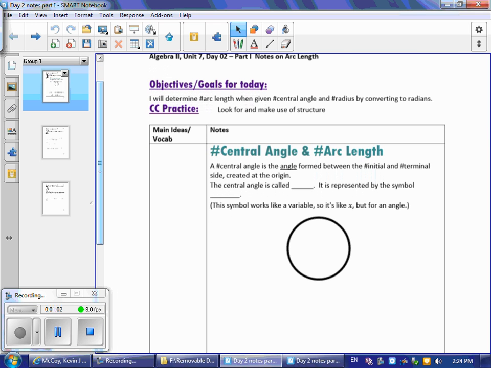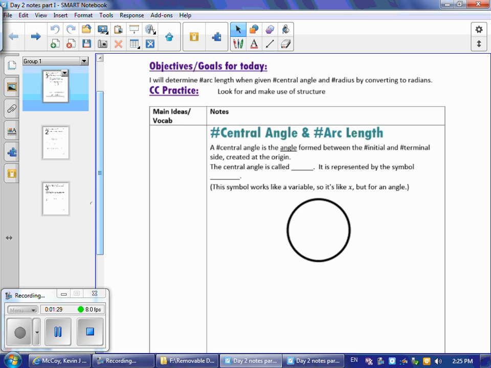So the objective: we are going to determine arc length given a central angle and radius by converting into radians. We're going to start off with some basics. A central angle is formed between what's called the initial and the terminal side, which is created at the origin. The origin for most of these circles is going to be right in the center. Right there. About right there.